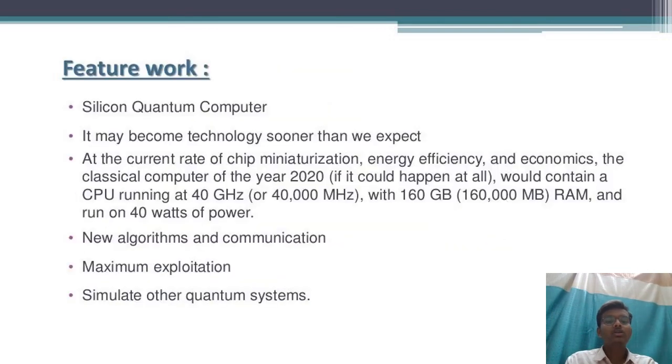Future work. Silicon quantum computer. It may become technology sooner than we expect. At the current rate of chip miniaturization, energy efficiency, and economics, the classical computer of the year 2020, if it could happen at all, would contain a CPU running at 40 GHz or 40,000 MHz with 160 GB RAM and run on 40 watts of power. New algorithms and communication, maximum exploitation, simulate other quantum systems.